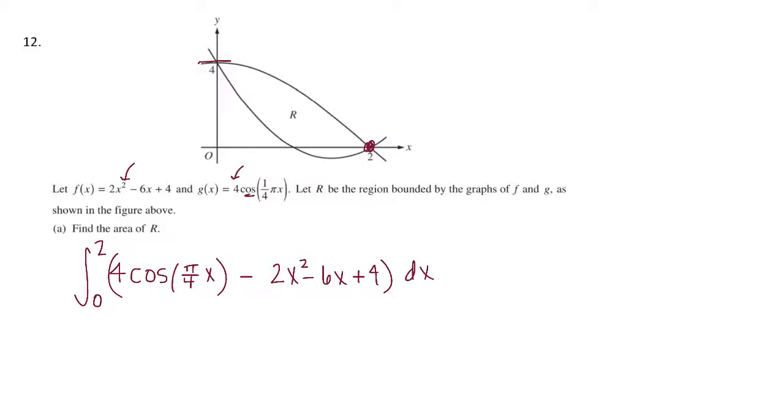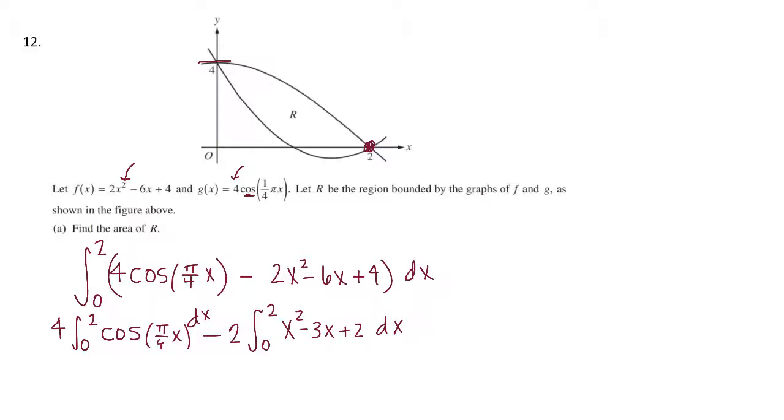Now let's go ahead and I would separate these and integrate individually. So I'm going to move that 4 to the outside. So I have 4 times the integral from 0 to 2 of cosine of pi over 4x. And then minus, and I'm going to factor out a 2 here, and then I'm going to integrate again from 0 to 2 of x squared minus 3x plus 2. All right, and I forgot my dx's.